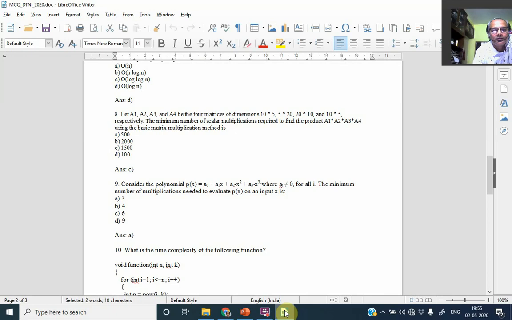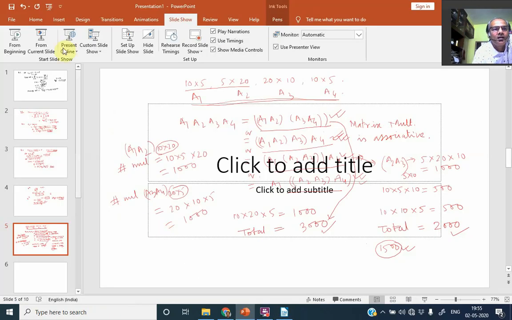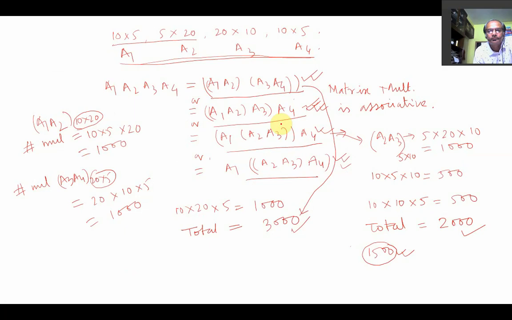Right. Now the next problem is a very nice problem. For a polynomial, how do you evaluate it? How many minimum multiplications will be needed? You see this ninth problem. Here it is given a0 plus a1x plus a2x square plus a3x cube. This is a degree 3 polynomial. Now if you want to find out x cube, how many multiplications will be needed?